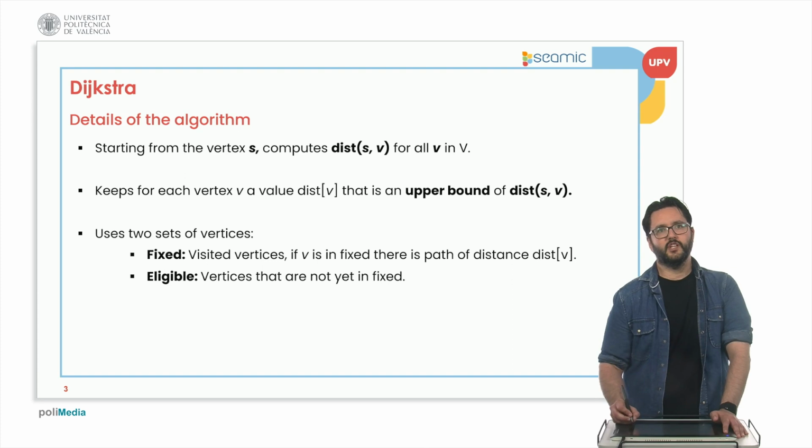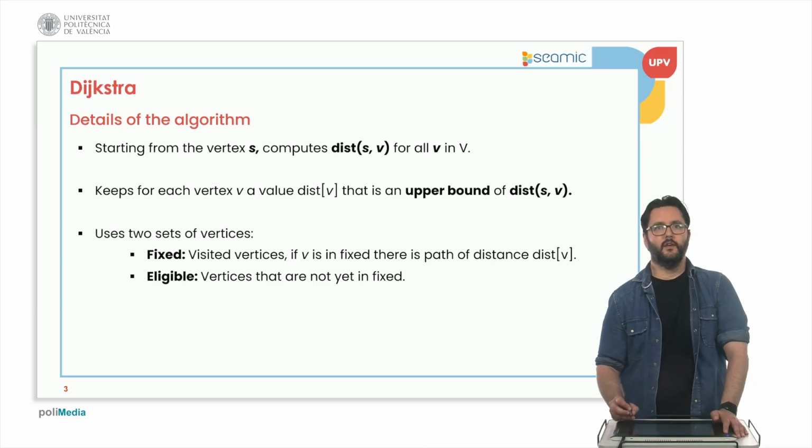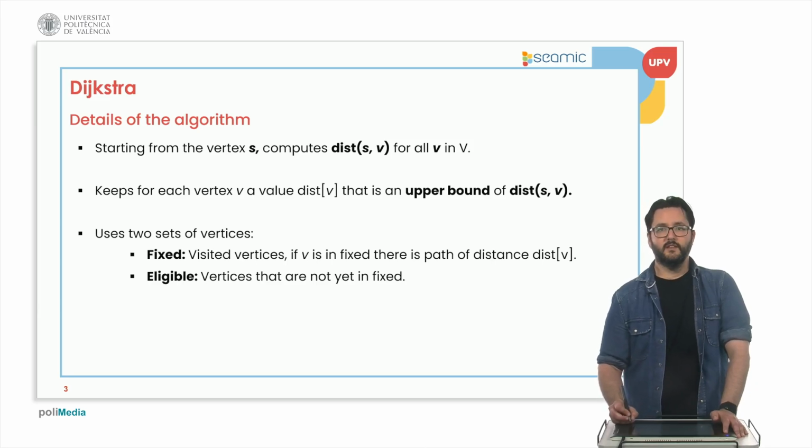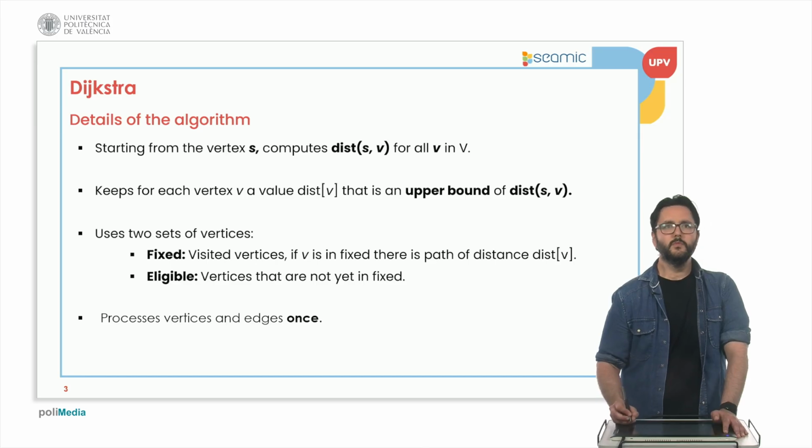This uses two sets of vertices, a set called fix that stores the visited vertices. If a node is in fix, there is a path of distance dist V stored in this dictionary. The second set is a set called eligible that contains the vertices that are not processed yet. This algorithm processes the vertices and edges once.